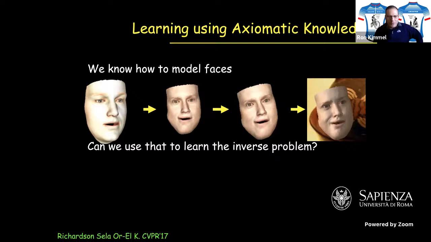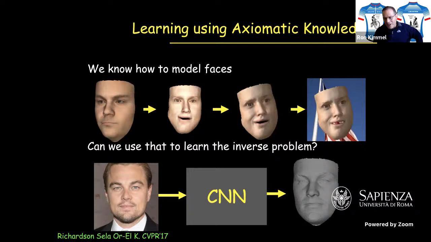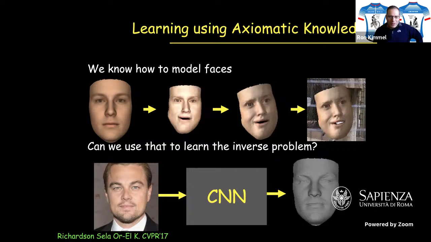So the network would now look at the DiCaprio, for example. And what we would hope is that the convolutional neural network, at the end of the day, would spit out something that looks really like the geometry of his face. And the question is, how do you do that? So our first attempt on the problem about 3 years ago goes as follows.